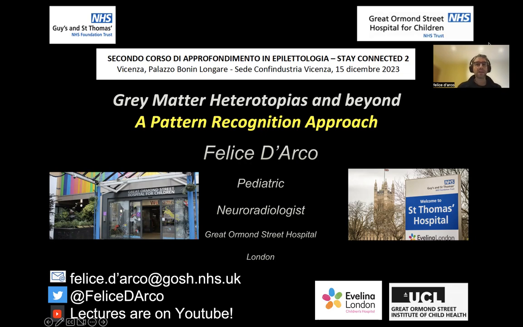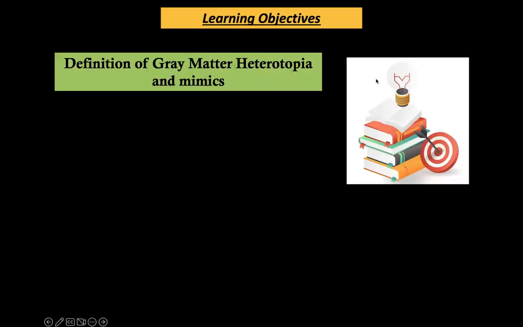So the question I would like to answer in these cases is how you define gray matter heterotopia, and then how you distinguish gray matter heterotopia from mimics. That's very, very important. Again, I try to keep it practical, but I will also suggest some interesting papers if you want to go in depth in the characterization of these pathological entities.